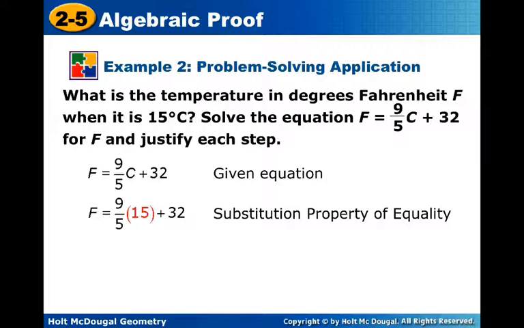And then after that, it's just basically simplifying. 9 divided by 5 times 15, and then plus 32. So you can simplify that all in one step if you would like, and get 59. Okay? Now, notice we didn't do multiplication property or addition property because I didn't multiply both sides of the equation. All I did was simplify that side. So if you're not doing something to both sides of the equation, it's not one of those addition property of equality or multiplication property of equality. You're just doing it to one side, so you're simplifying.